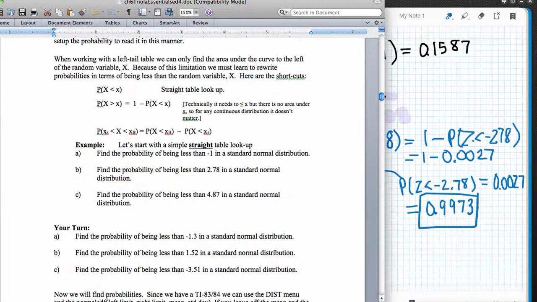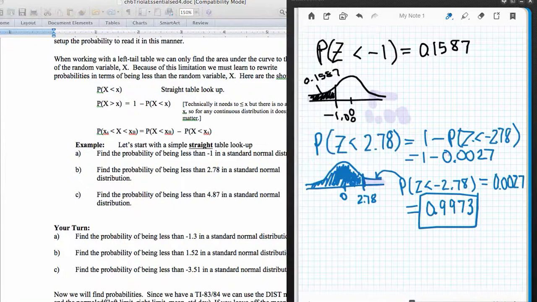Positive 4.87 in the standard normal distribution. Now this one is in here because this is a little bit of a strange one. So, the probability of a z being less than a positive 4.87. This one, we're going to use that idea of symmetry again, because 4.87 is way out here on the positive side, right? And finding the area this way is what we're looking for, being less than that. And so we're going to have to find the area over here and then take the complement.